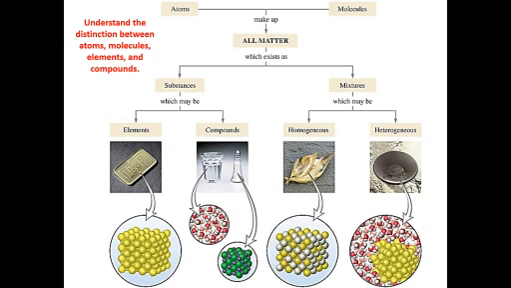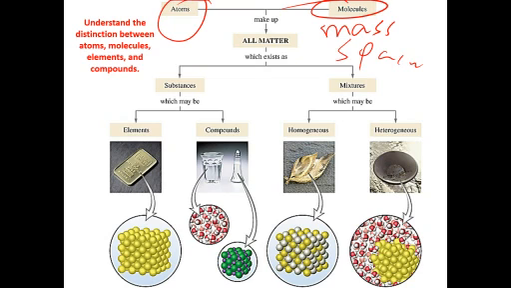Talking about matter, what exactly is matter? Matter is anything that has mass and takes up space. Matter is made up of atoms and molecules. Talking about atoms, what exactly is an atom? An atom is basically the smallest particle of a substance that's representative of a particular element. It retains all the properties of that element.